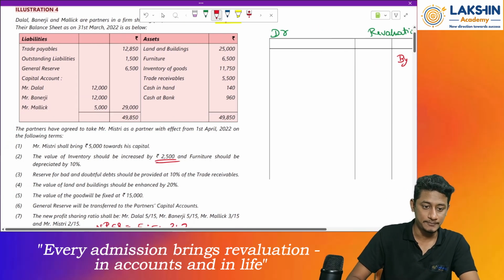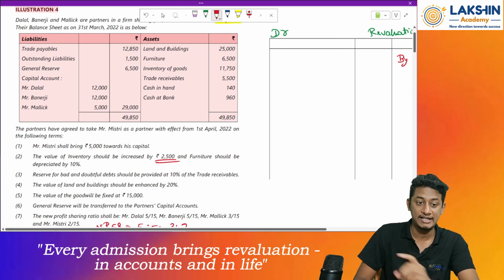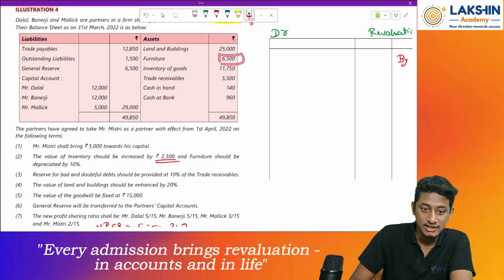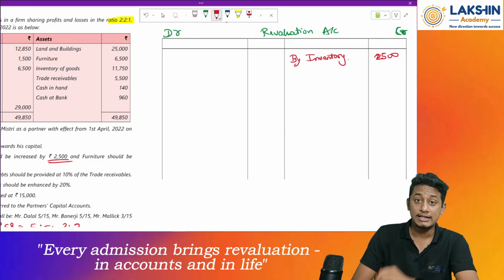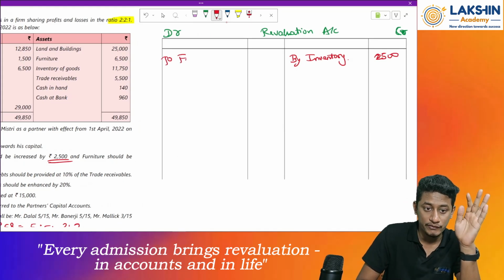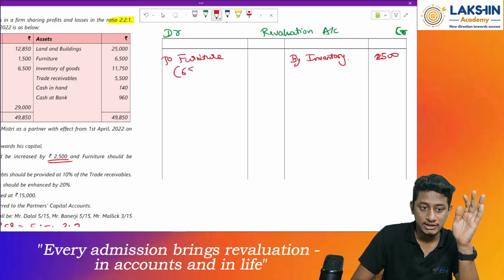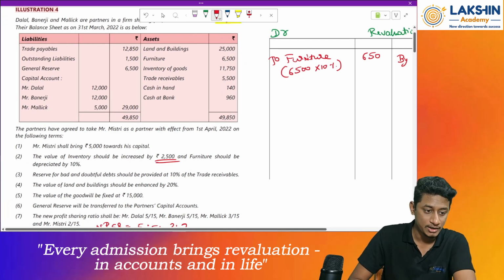Okay. Then next, furniture should be depreciated by 10%. So the depreciation of the furniture will be how much? By 10%. So what is the value of furniture? It is 6,500. On that 10% will be how much? 650 rupees. So depreciation of furniture will be an income or expense? It will be an expense. So to furniture, by 10%. So 6,500 into 10%, that will be how much? 650. Then going ahead. So this is done.